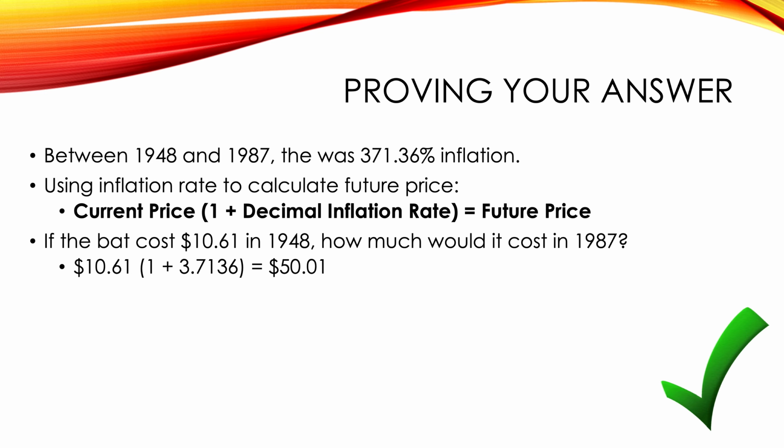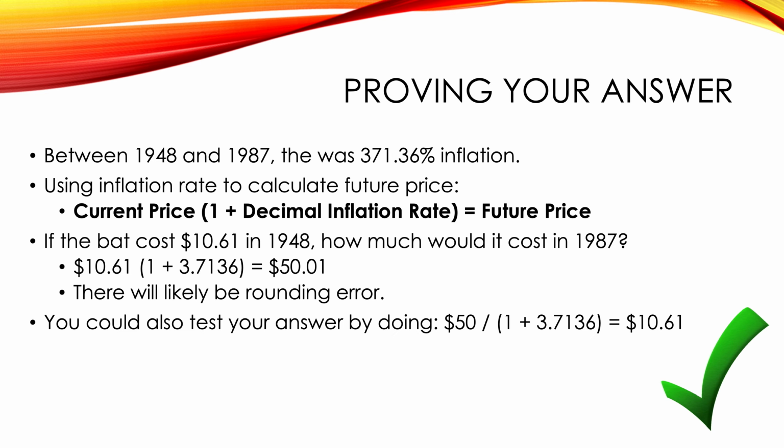Let's see. If you take 10.61 and multiply that by 1 plus 3.7136, that's going to give you $50.01. Did we get it right? We did. I know it's not exactly $50, but that's a rounding error. That's a good way to check yourself if you're not sure if you're doing things the right way. You could also test your answer by doing 50 divided by that, and that'll reverse the process there. You're just rearranging things algebraically. So that's how to do all these calculations with CPI.